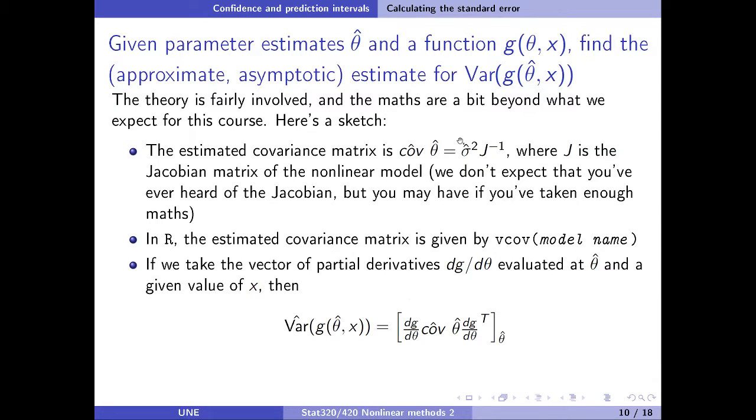We can then calculate the variance of g of theta hat. So this is what we're trying to find. The estimated variance of g of theta hat will be the row vector of partial derivatives dg/d theta, times the estimated covariance matrix of theta hat, times the column vector of partial derivatives dg/d theta. All of this is evaluated at theta hat. Ideally we'd want dg/d theta at the true values of theta, but of course we don't know the true values of theta, so we have to use our best guess.